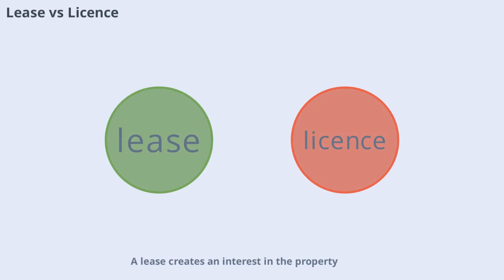A lease creates an interest in the property, granting exclusive possession to the lessee. In contrast, a license does not create any interest. It is merely permission to do an act that would otherwise be unlawful. A lease is assignable and not revocable, while a license is not transferable and is revocable. These distinctions are crucial for understanding the legal implications of each arrangement.